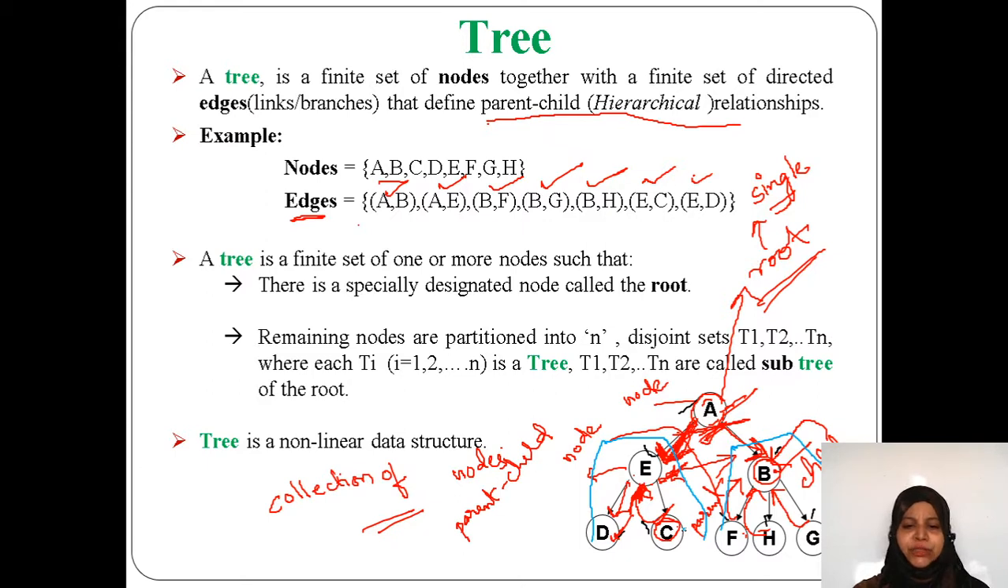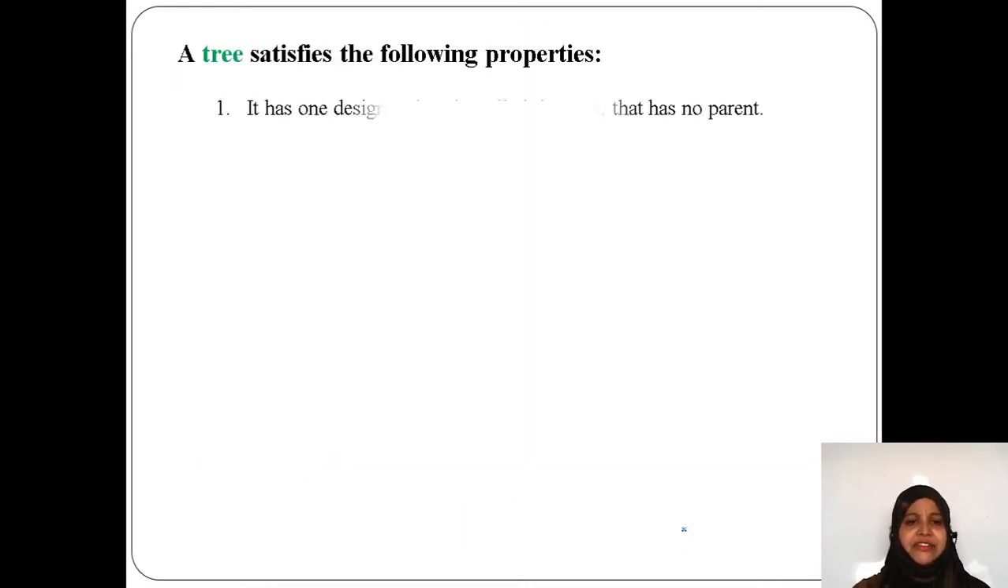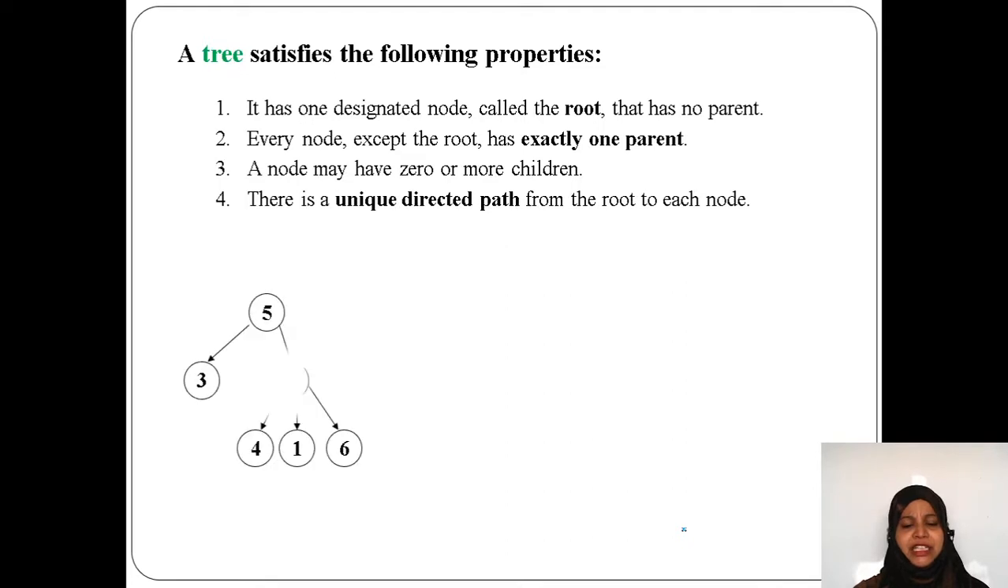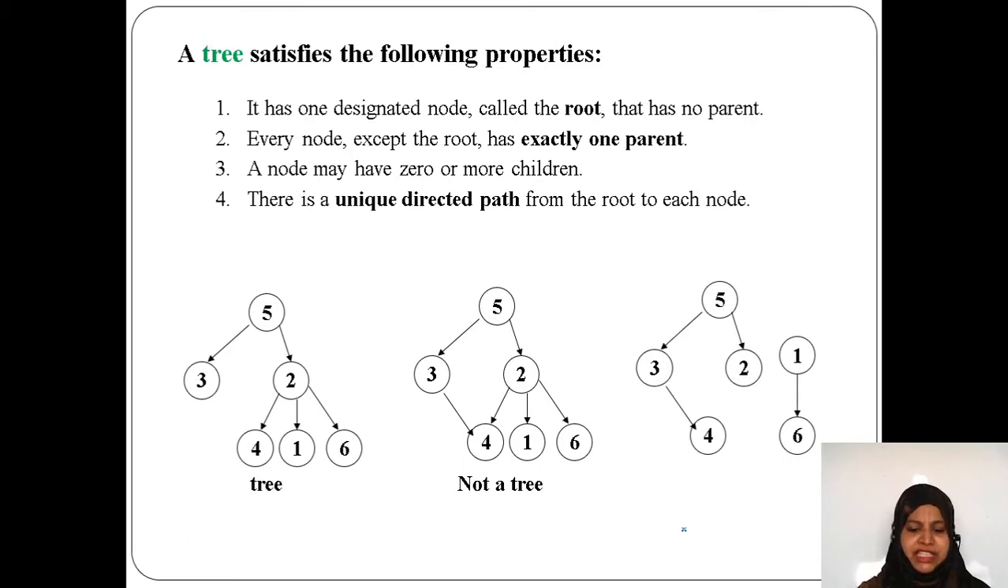Again t1, t2, t3, t4 up to tn are known as the subtrees of the root node, right? Next, whenever we are going to draw any tree, that particular tree must satisfy the properties of that tree. What are the properties of this tree? In the previous case, first, it has only one designated node called the root node.